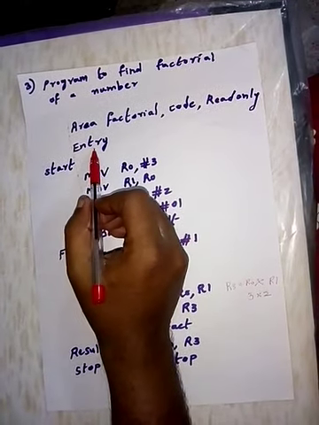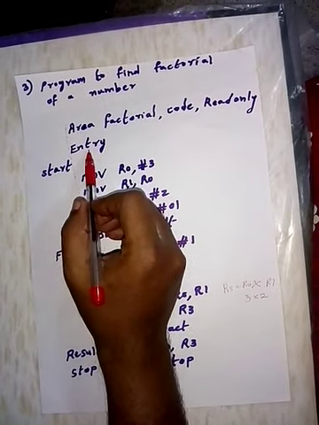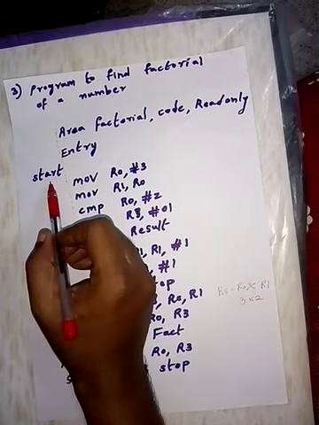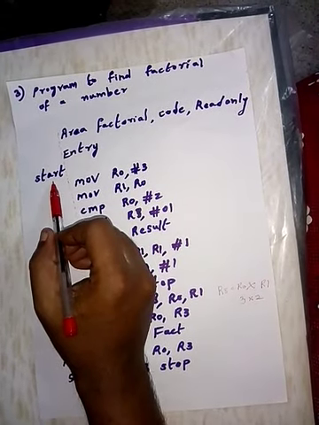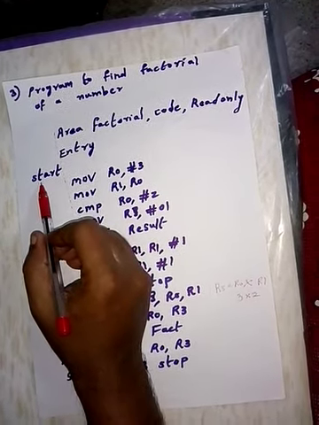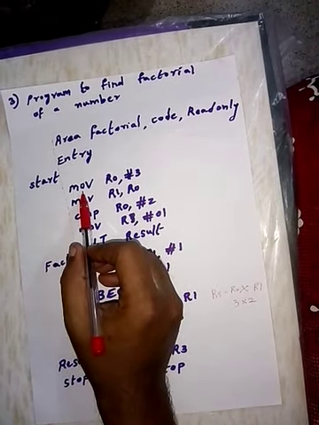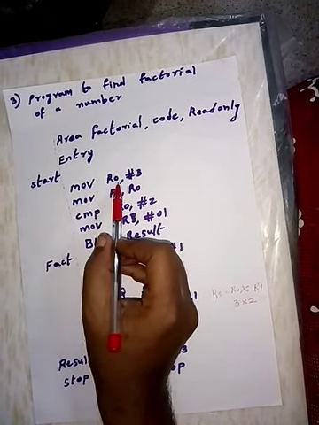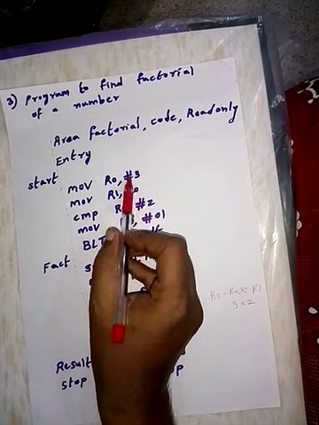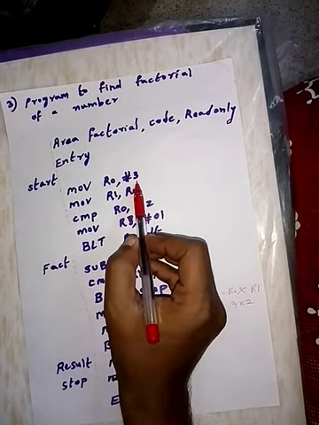ENTRY is the first instruction. The microcontroller will come to know from here onwards it should start executing. START is the label we have given, without a tab space. Afterwards the MOV instruction: MOV R0, #3. Why we have given 3 is that we want to find 3 factorial.